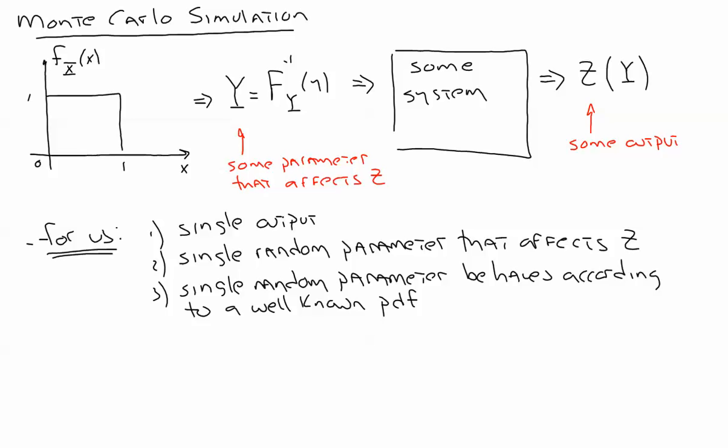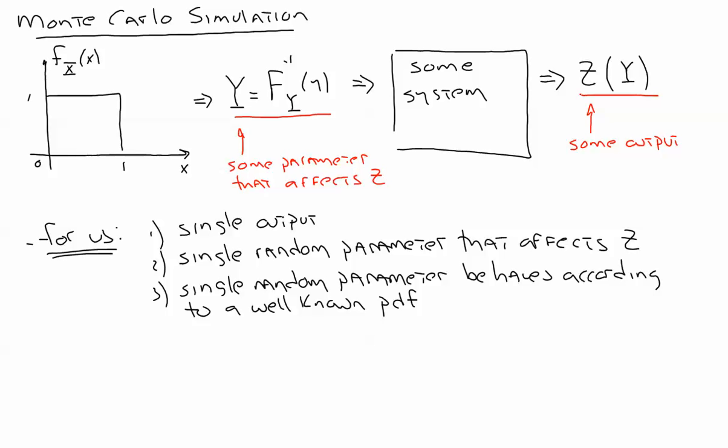All right, so my single random parameter is going to behave according to a well-known probability density function that we've already been talking about. What I'm going to do ultimately in MATLAB is generate a bunch of data points uniformly distributed on 0 to 1. I'll calculate some new parameter, maybe it's a resistor, maybe it's a capacitor value, using my first transformation of variables, and then I will run those data points into another equation that describes the output behavior of some system, and calculate yet another random variable Z.